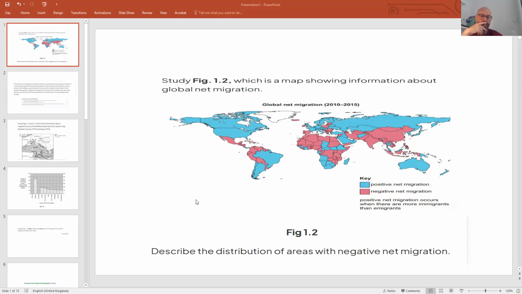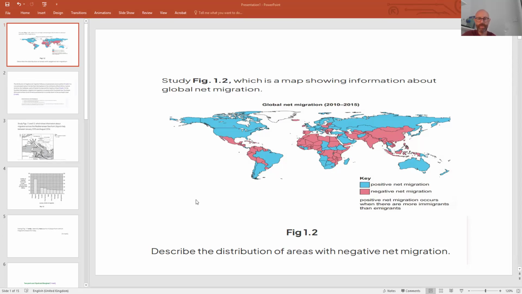The question is at the bottom. Describe the distribution of areas with negative net migration. We have to consult the key. We have two colours there, blue and pink. Positive net migration, where there's more people immigrating, more people coming in, is blue. Areas where people are emigrating and they're leaving is pink. That's negative net migration. That's what we're looking at in this question. Okay. Describe the distribution of areas with negative net migration.